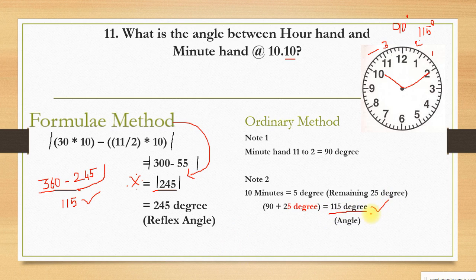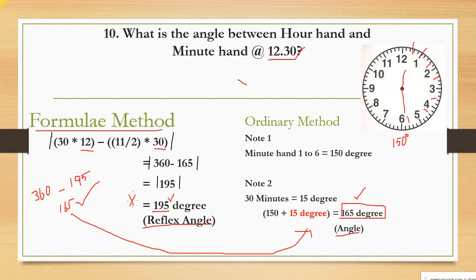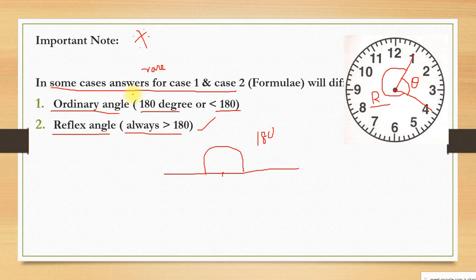Hence, I can prove that there are two methods to find the angle between the hour hand and the minute hand of a clock. One is the ordinary method, the other is the formula method. Both methods are the same, but with some constraints. The constraint is nothing but the reflex angle and the ordinary angle.